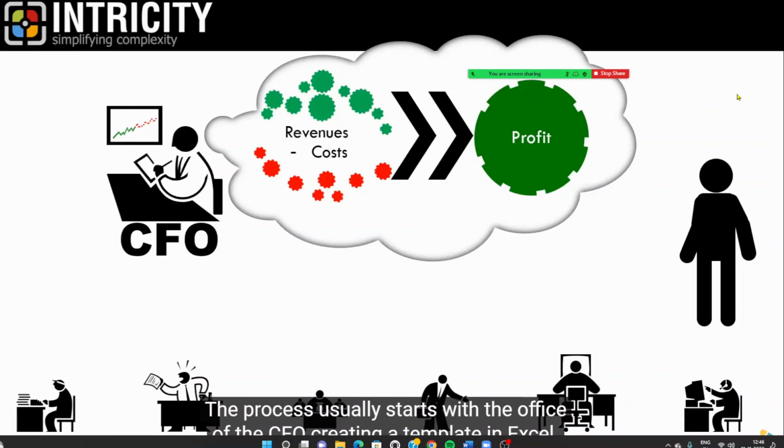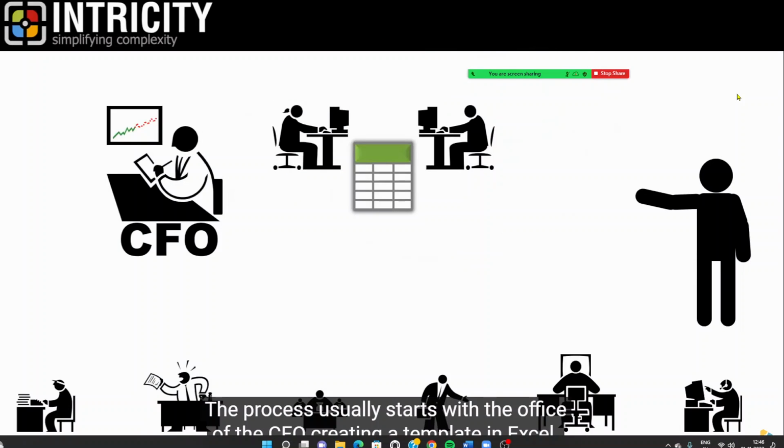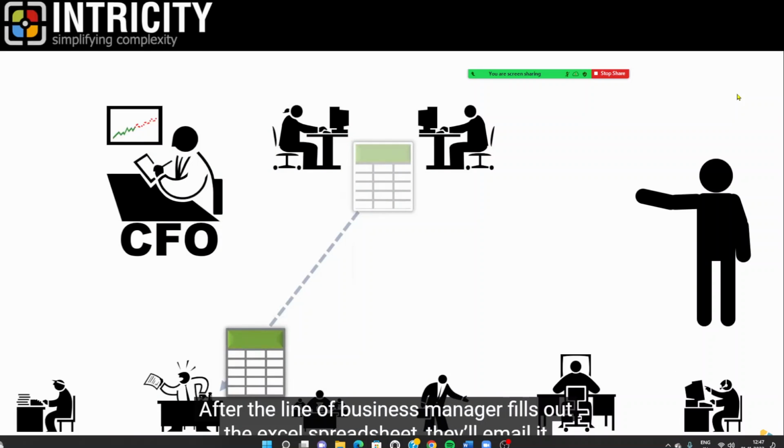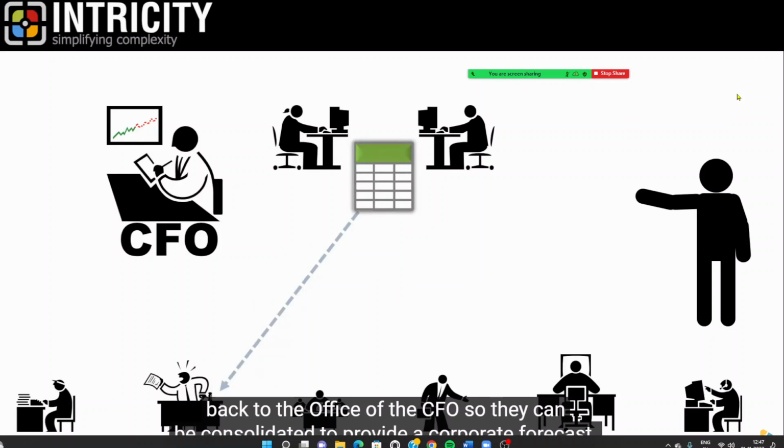The process usually starts with the Office of the CFO creating a template in Excel. This template then gets sent out to all the line of business managers, asking them to input their forecast for next quarter or next year. After a line of business manager fills out the Excel spreadsheet, they'll email it back to the Office of the CFO so they can be consolidated to provide a corporate forecast.